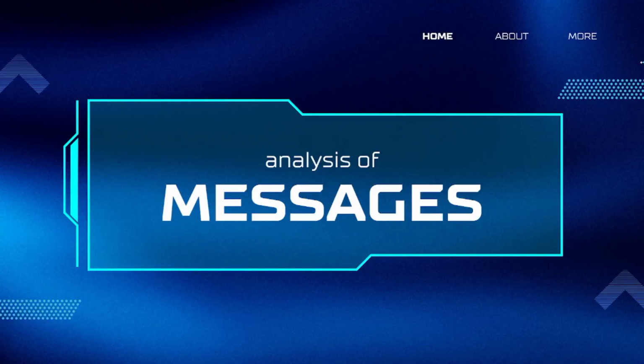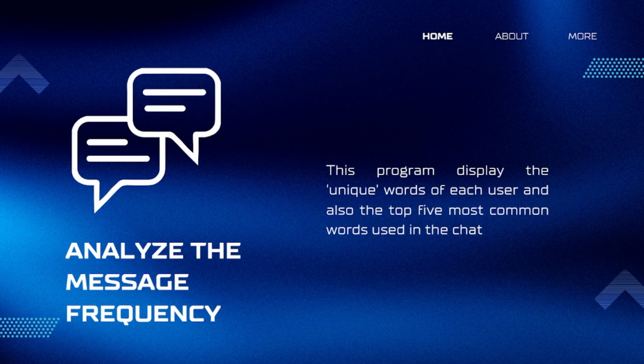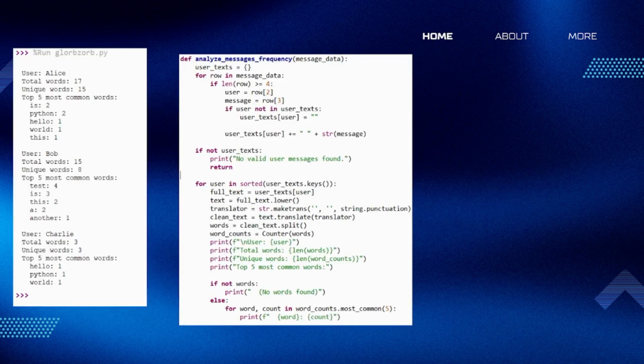This part of the program will be about the analysis of messages. What this part does is essentially divide it into three sub-functions. The first function is to analyze the message frequency. This program displays the unique words of each user and also the top 5 most common words used in a chat. As you can see from the program, it outputs the user, Alice here, the total words, unique words, and the top 5 most common words.